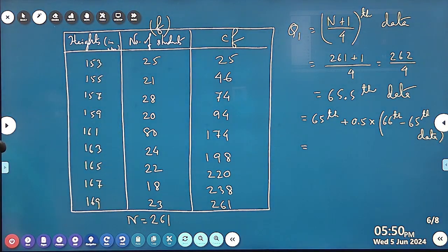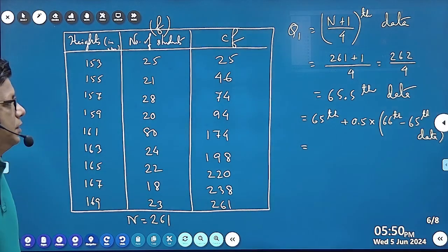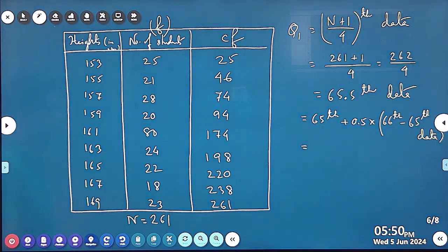So which one? Anybody who is online, which can be taken as the 65th data? 160? Okay. 155. Can you repeat? 155. Yes. Anything else? Yeah. 157. It will be the 65th data. Can you explain why?